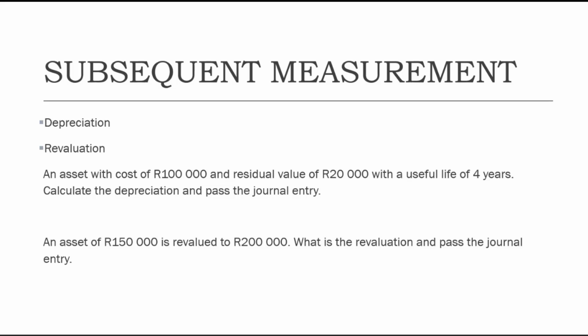What is the journal entry to account for depreciation? Anybody? I have a depreciation of 20,000: 100 minus 20 divided by 4. What journal entry do I pass to account for depreciation? Okay, just give me the first part. What do I debit? I've calculated the depreciation of 20,000. What do I debit?